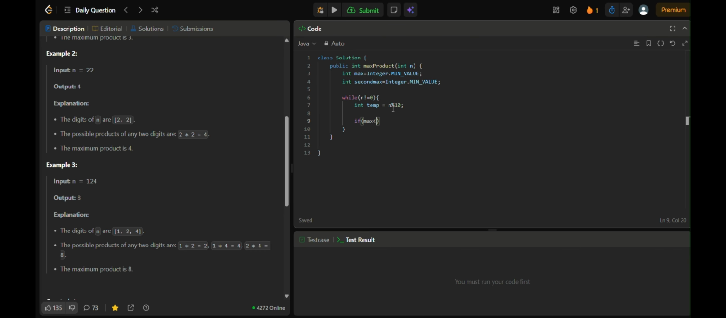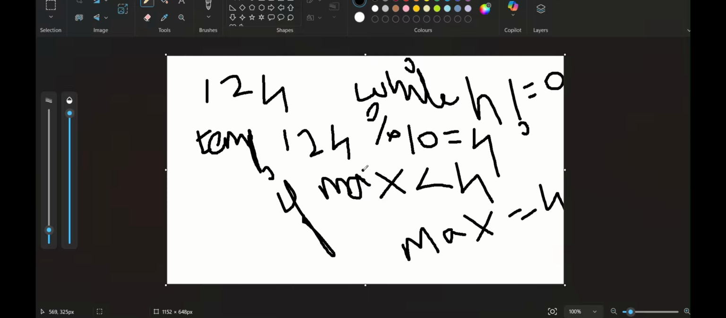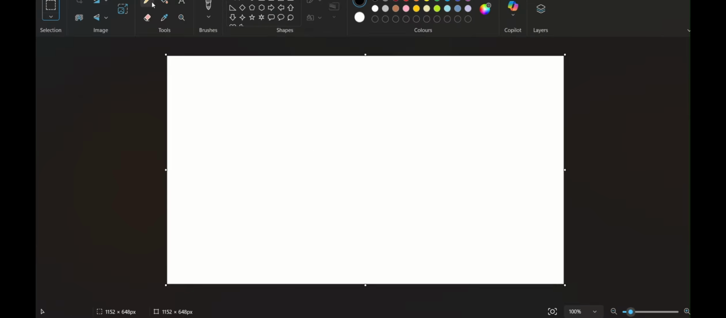So I am going to write it in the terminal. Max is smaller than temp, max is equal to temp. We got the max value, but we didn't get the second max value, right? So we need to take the second max value as the previous max value. So second max is equal to max. We need to round off the n value, right? So we need n divided by 10. So now the n value is equal to 12.